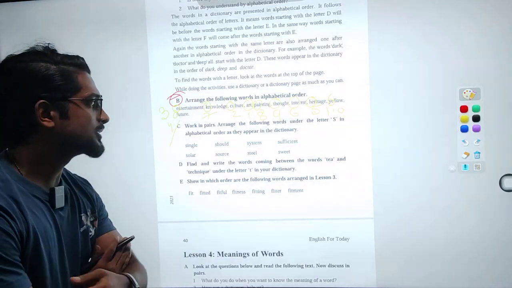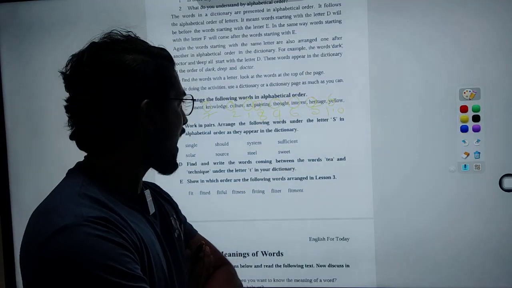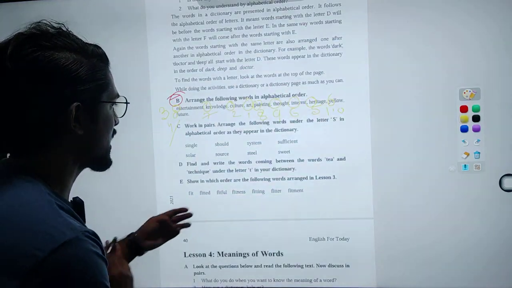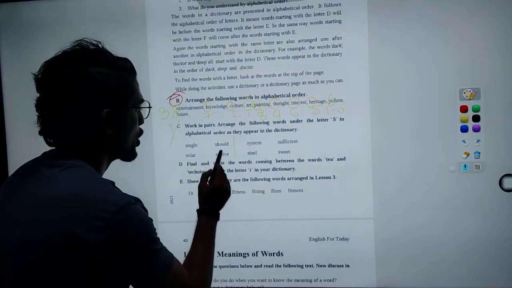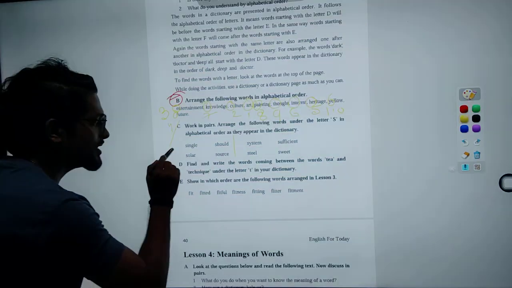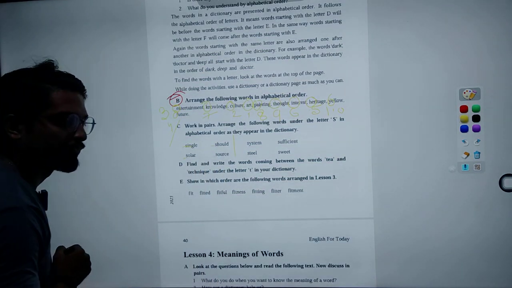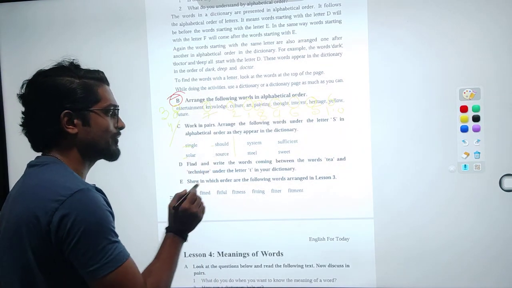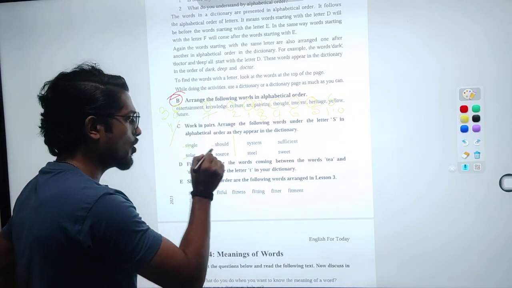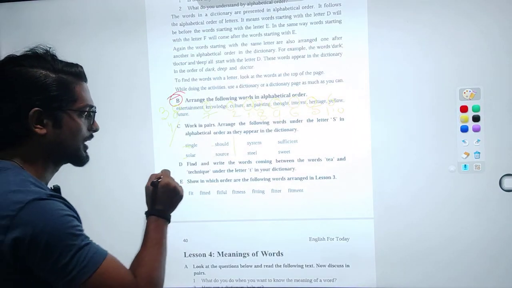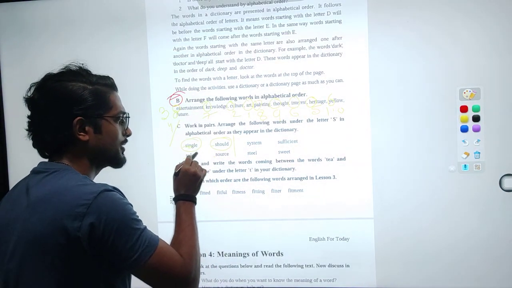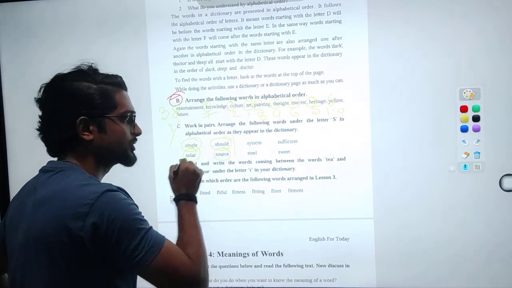Now working in pairs, arrange the following words on the letter S in alphabetical order as they appear in the dictionary. Let's do the first part. Should, single, solar, source. So everything is S, S, S, S. We have to first look at the second alphabet. Which one will come first? H, I, O, or O? Let's see. The first one will be should, then single, then solar, then source.